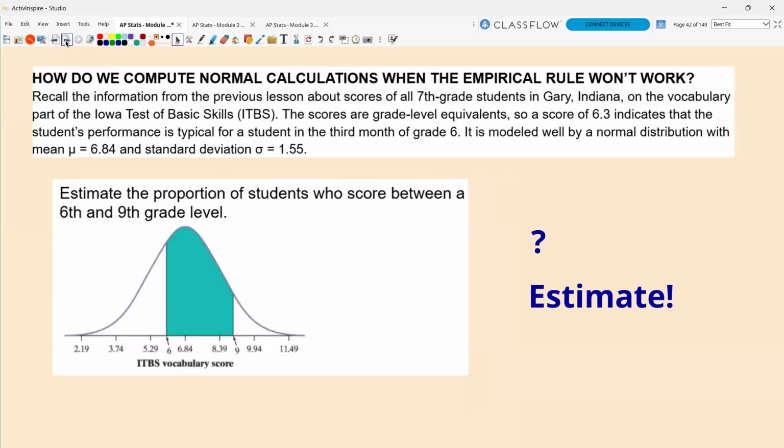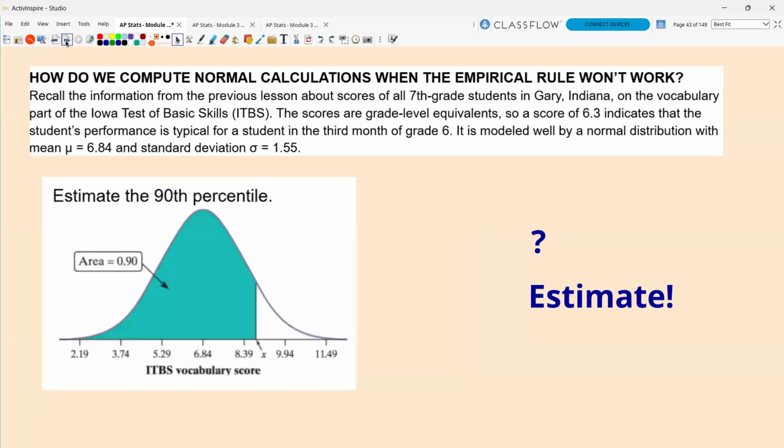What about between those two, between 6 and 9? Finally, can you estimate the value at the 90th percentile? So in other words, when 90% of this area is shaded to the left, what would be that value in this distribution?